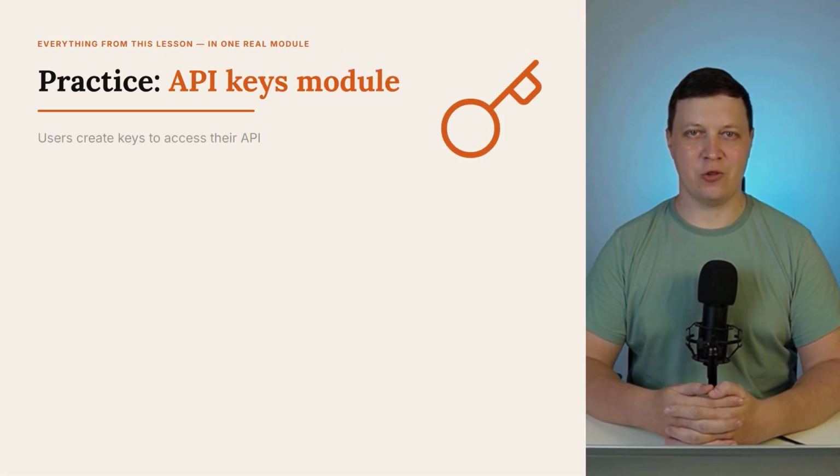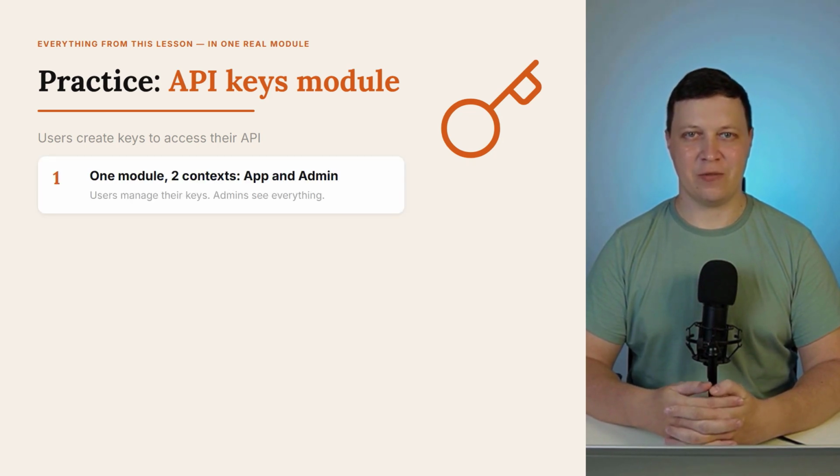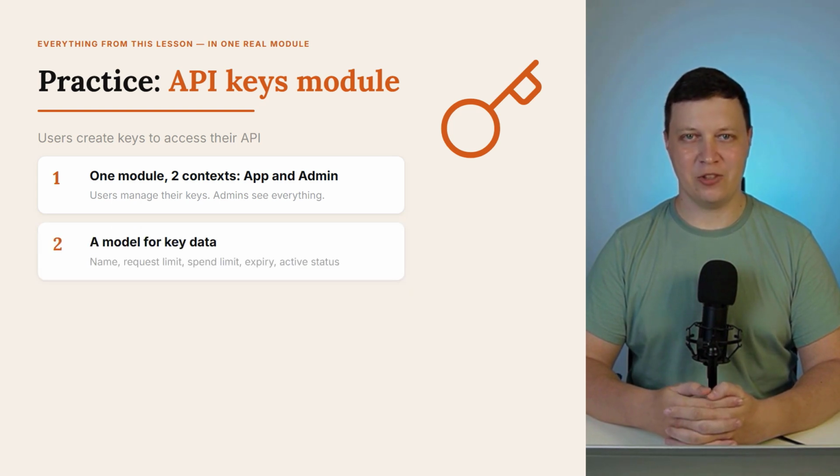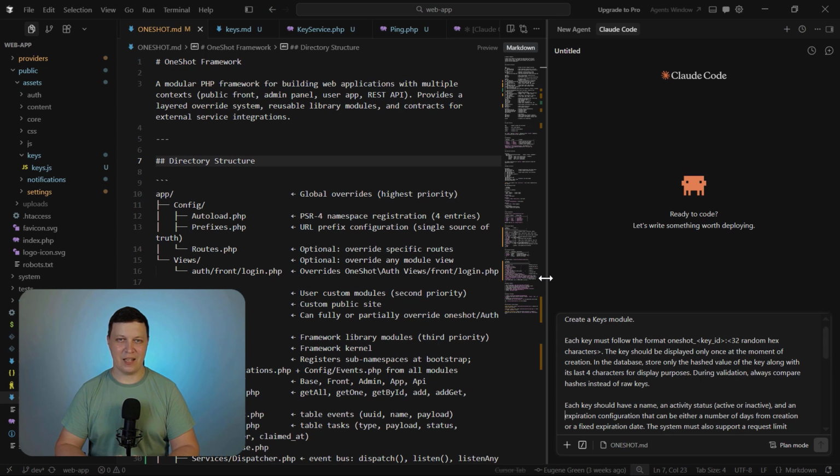A real one, not a tutorial exercise. An API key system for one shot. Users create keys to access their application's API. This will use everything we just covered: a module in 2 contexts, app and admin; a model, a service with security logic, a filter to protect API endpoints, and one interesting detail about how to store keys securely. Here's the task we give to the AI.